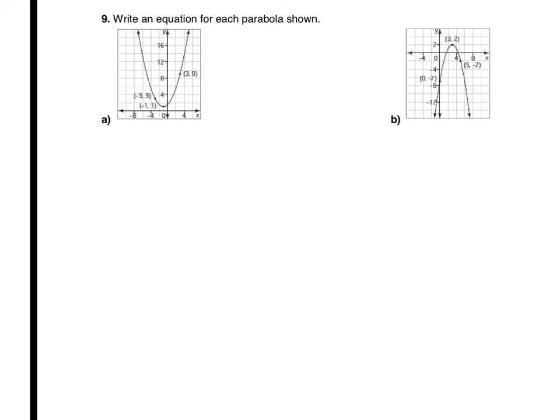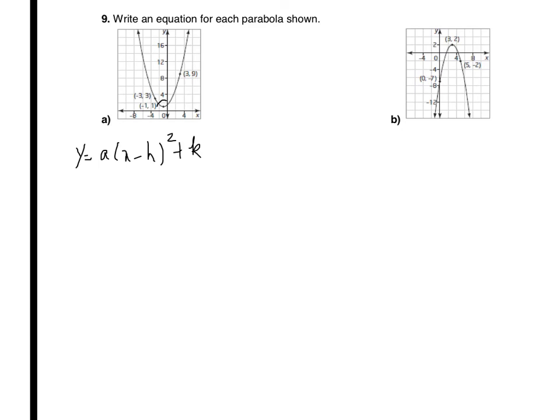You have been given two graphs. You're supposed to find the equation of each parabola. First of all, I'm going to use the vertex form. To use the vertex form, if you remember, the vertex form is a times x minus h squared plus k, where h and k are the coordinates of the vertex.